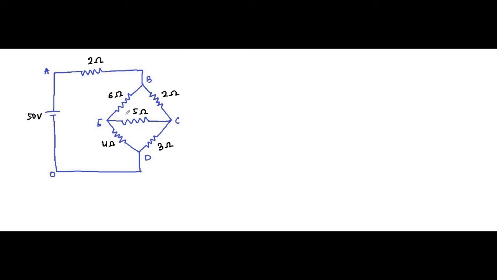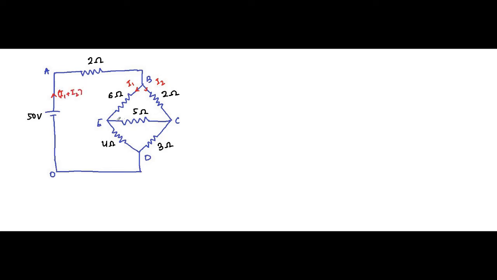Here we have to first assign the current directions, and then assign the polarities and then apply KVL. Let's say the current flowing through the 6 ohm branch is I1, and the current flowing through the 2 ohm branch PC is I2. Since I1 and I2 both are flowing, the current supplied by this 50 volt battery is I1 plus I2.